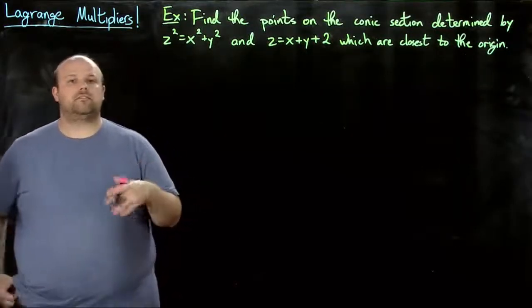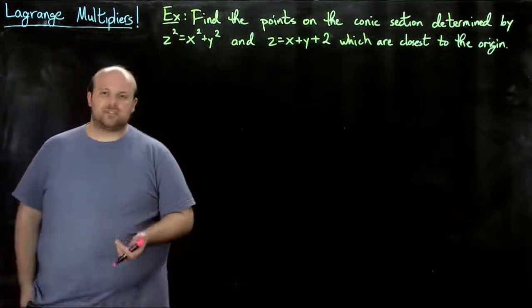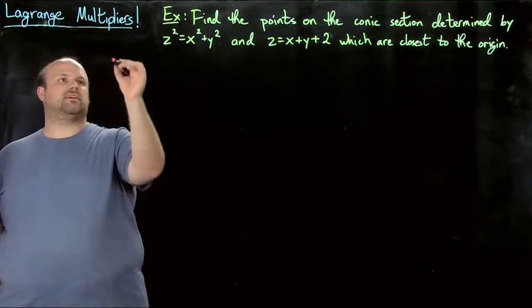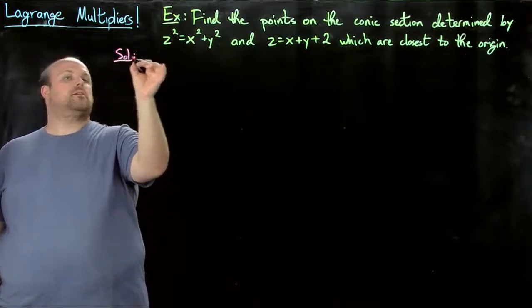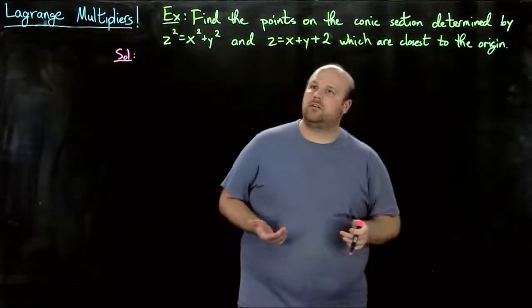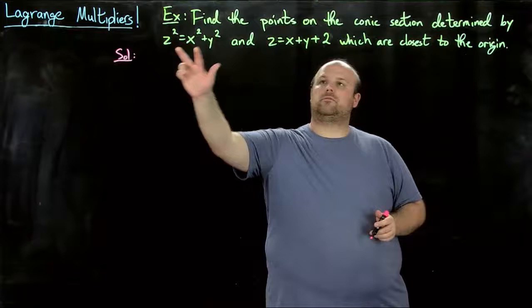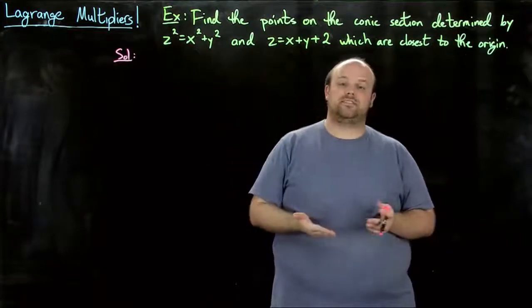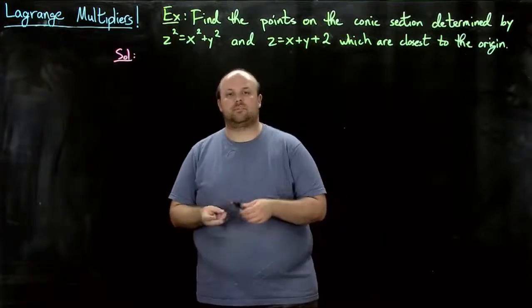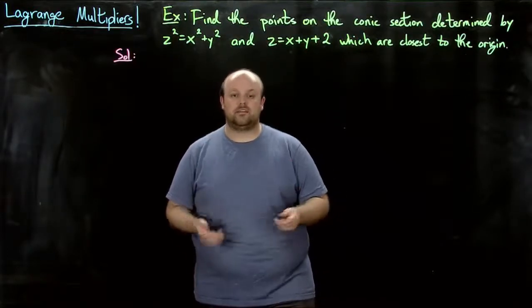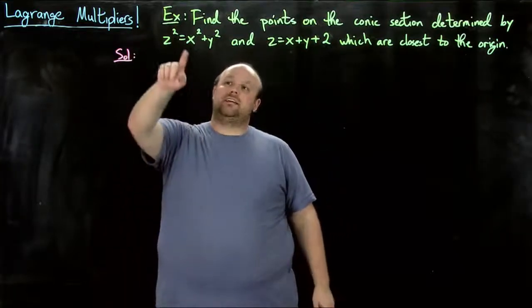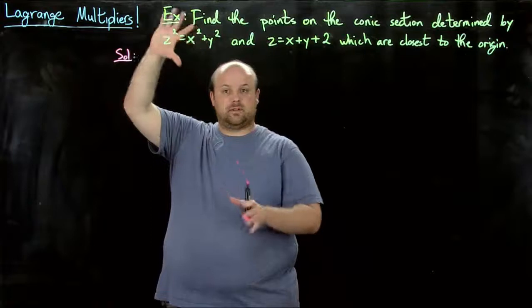Right. So here, let's do an example that's maybe a little less straightforward than most, or usual examples, I should say. Here we're asked to find the points on the conic section, which is determined by this cone and this plane, which are closest to the origin. Remember, a conic section is a circle, an ellipse, a parabola, or a hyperbola. And they're all created by taking a plane and intersecting it with this double cone.